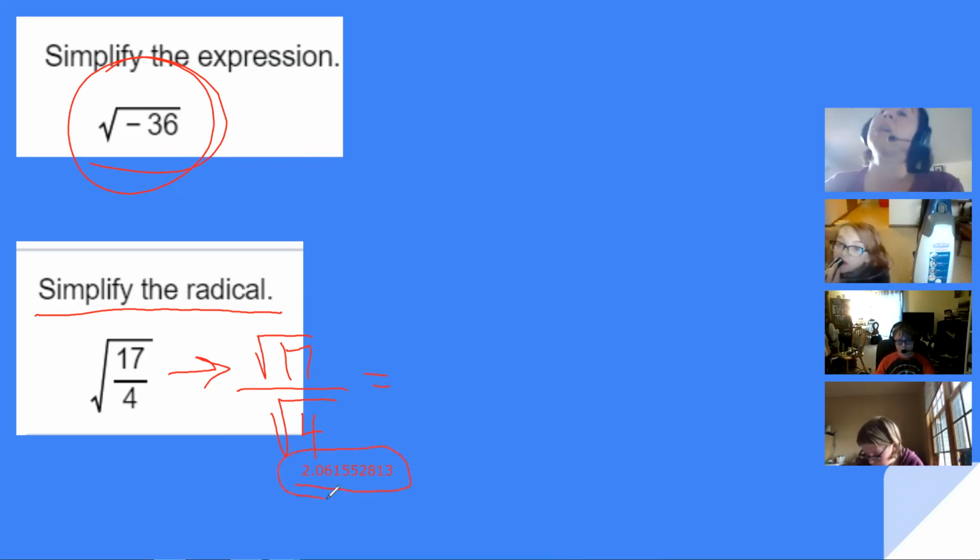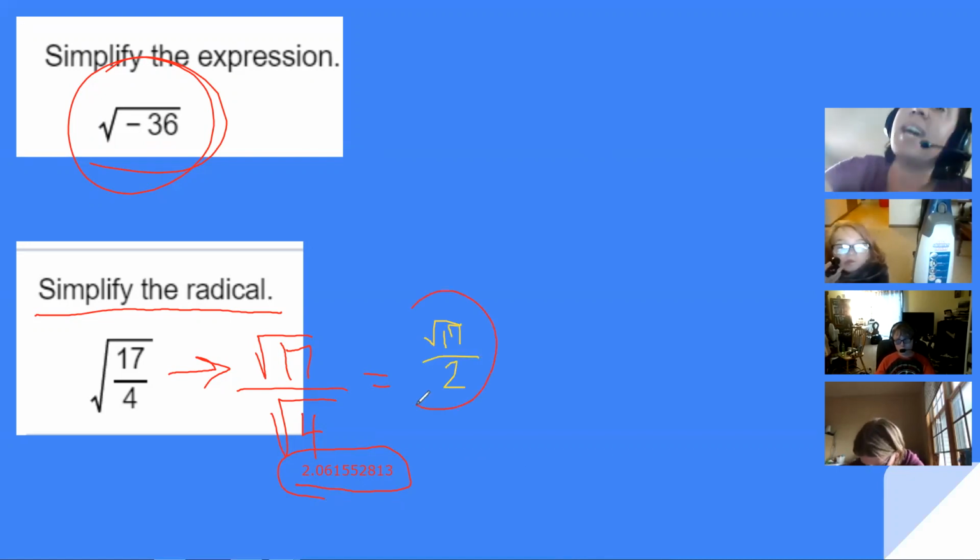You're not wrong, but that's not considered simplified because it's rounded, and anything rounded in math is not accurate. No, that's okay. I'm glad you put it on there. I really am, because many people will do it. Yeah, very good. This is excellent.